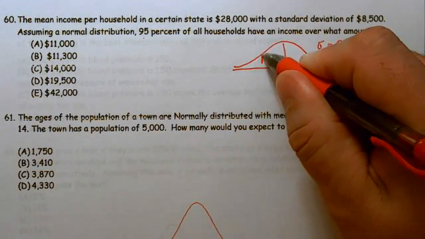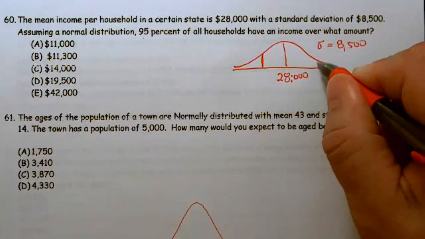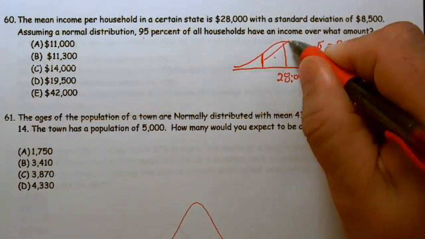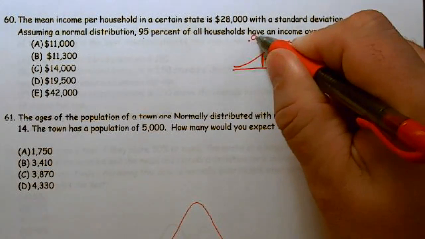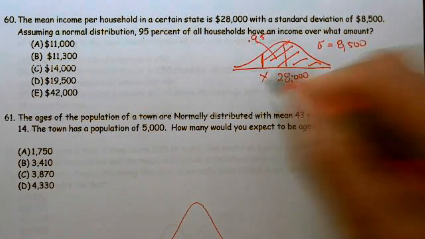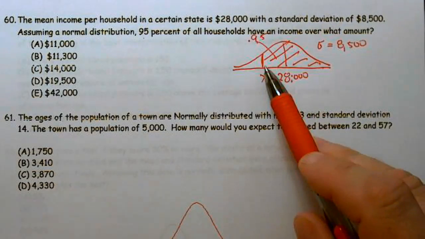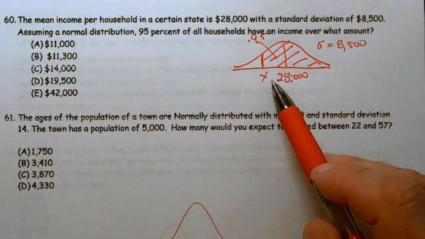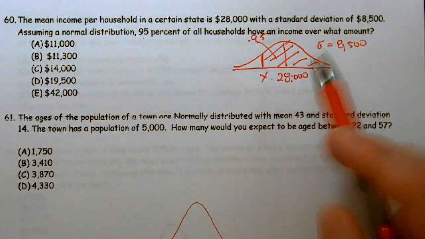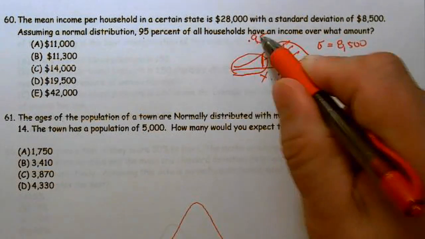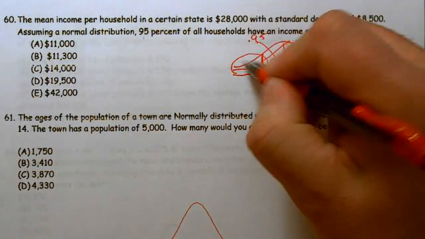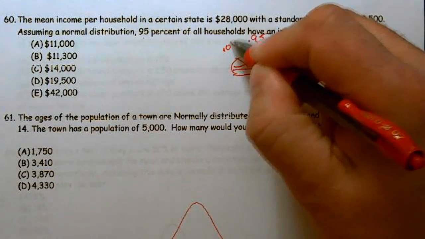So that means I'm shading from this. This has to be right here, has to be 0.95. And I happen to be looking for this value. There's a thing on the calculator called inverse norm, but it works left to right. All right. So 1 minus 0.95 is 0.05.